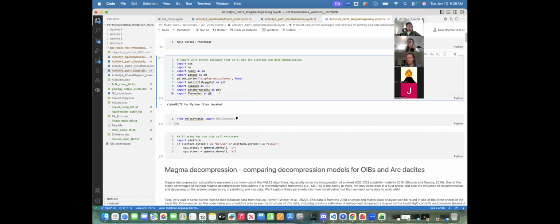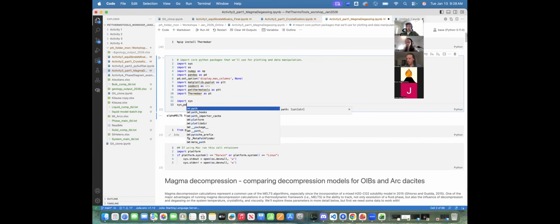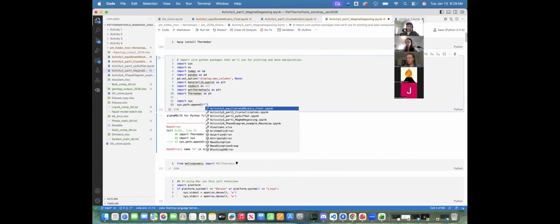We're going to import all the different Python packages we need for today. Remember, if you are running PetThermoTools and your alpha melts files are not on the Python path, you need to add them in here. So path to alpha melts for Python in there. You need to add those two lines: import sys, sys.path.append, and then whatever that path to those alpha melts Python files we were using yesterday is. You need to add that relative path in there to make sure they're located.